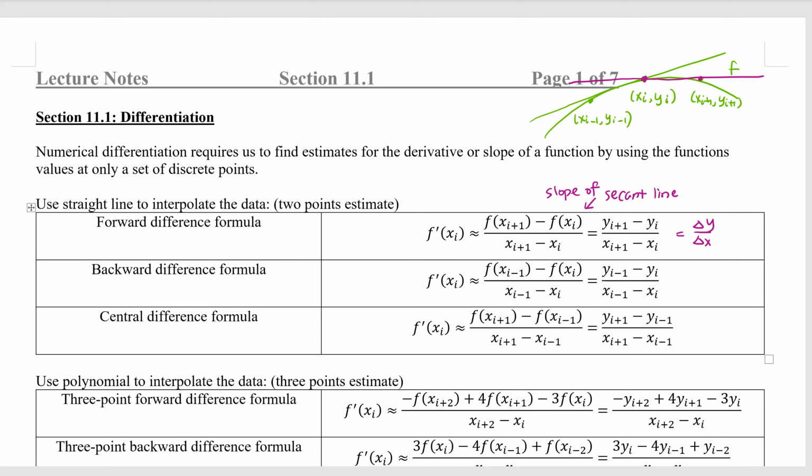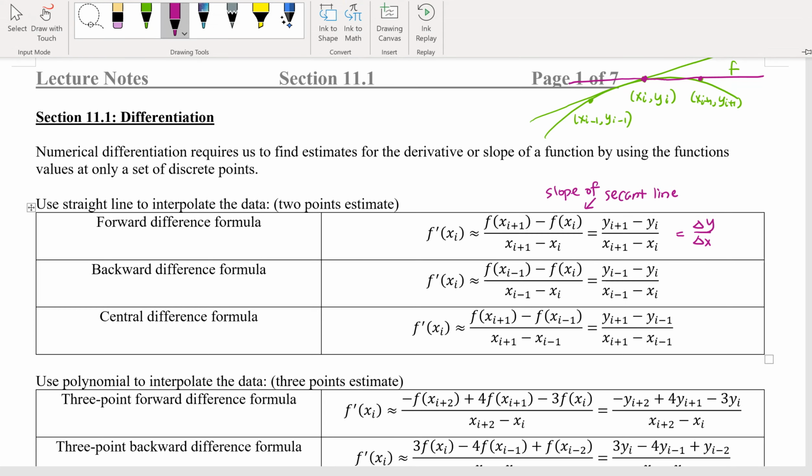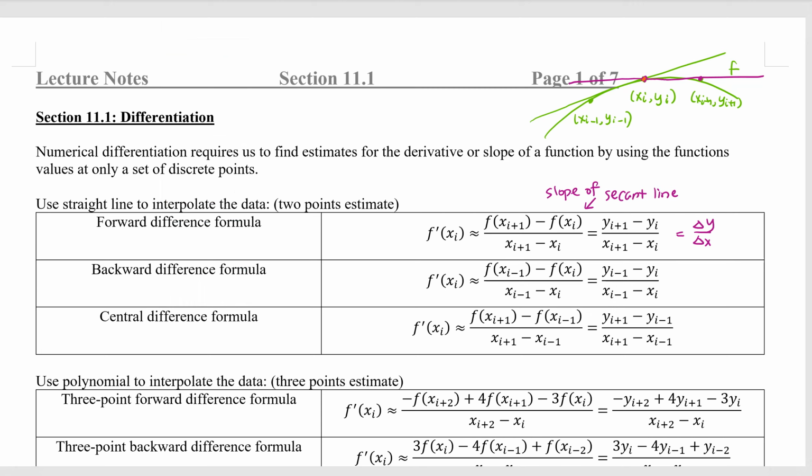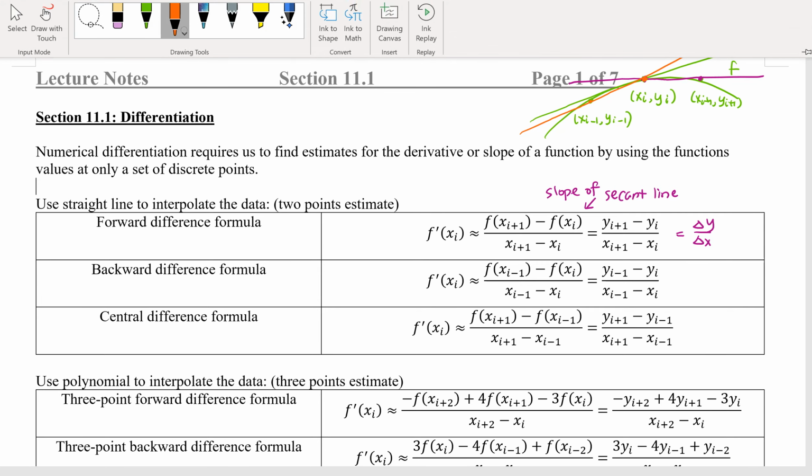And we also have the backward difference formula. The backward difference formula is, we take the point we have and the previous point. Then we find a line connecting them. This is the secant line passing through the point and the previous point. So this is the backward difference formula. And the central difference formula is we pick the next point and the previous point and calculate the slope of the secant line passing through those 2 points.